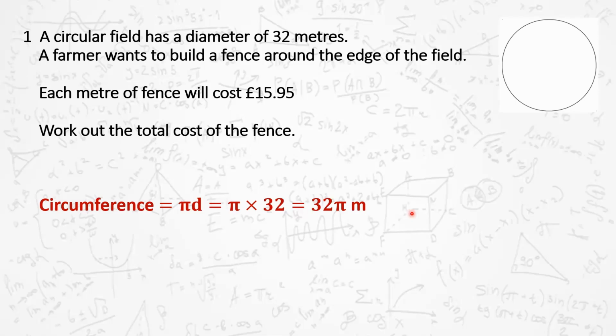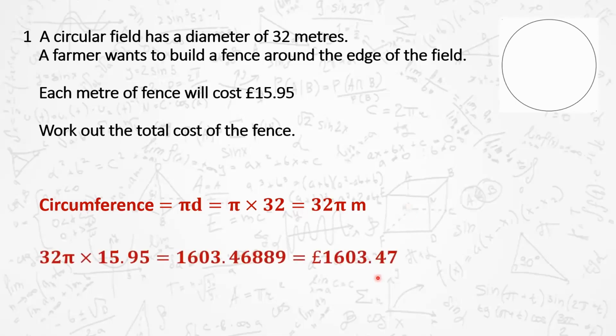To work out the cost, we need to use 32 pi times £15.95, so that's each meter. We have 32 pi meters. Put in the calculator, we have a big number, 1,603.46889. Because this is a cost, we need to keep 2 decimal places. So the final answer is 1,603.47.